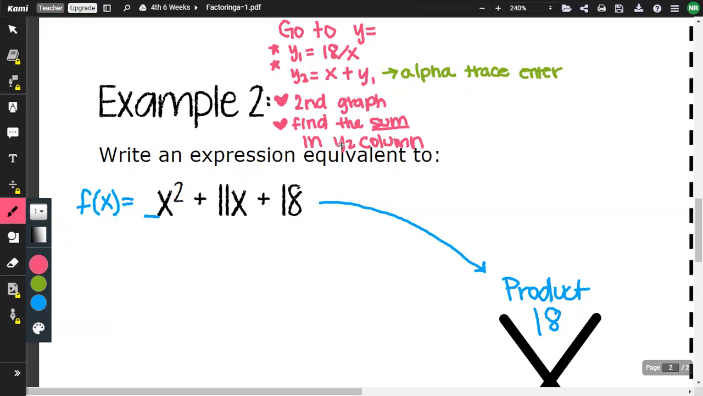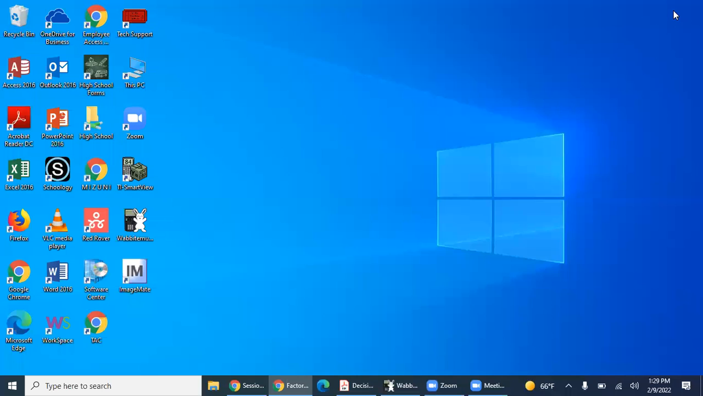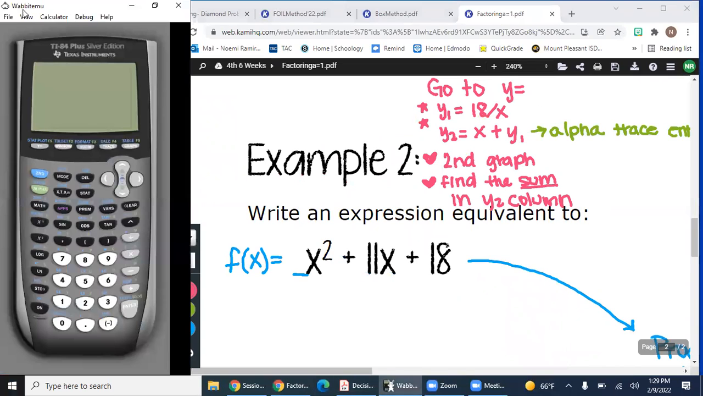We find Y2, we find the sum, which in this example is 11. The sum, we have to find that in the Y2 column. So let me minimize this a little bit, make it, there we go. That way I can grab my calculator.